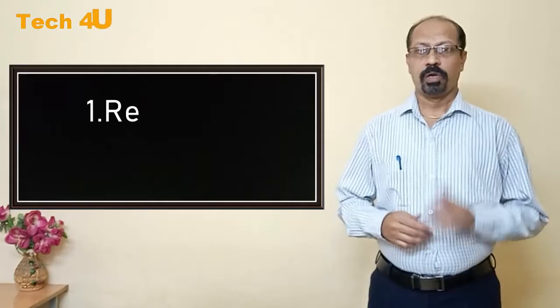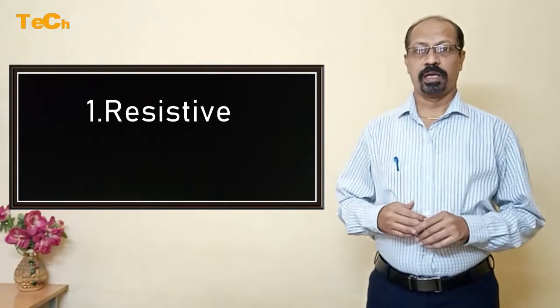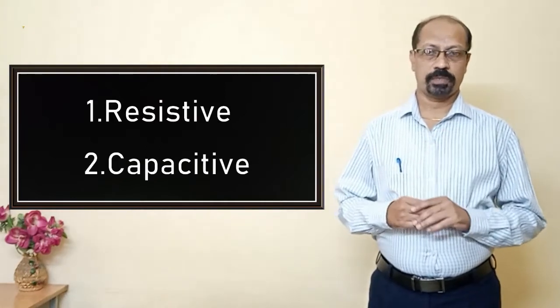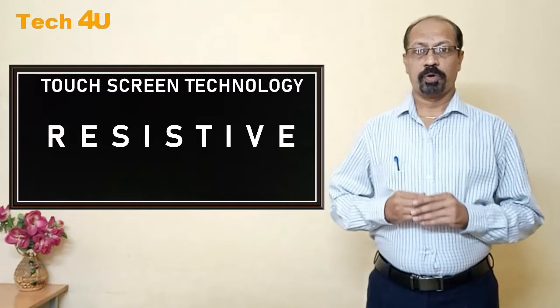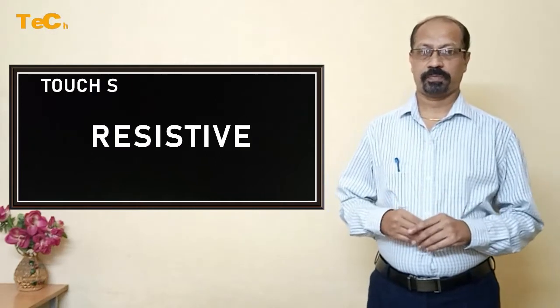There are many types of touchscreens invented: resistive touchscreen, capacitive touchscreen, optical imaging, infrared, acoustic, etc. But there are basically two types of touchscreens used in smartphones right now. First one is resistive touchscreen and second one is capacitive touchscreen. Now we have to learn about what is resistive touchscreen.